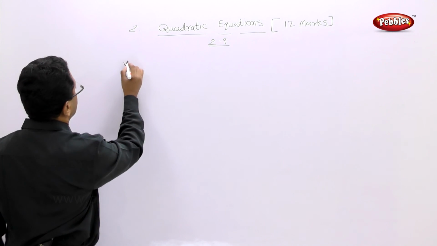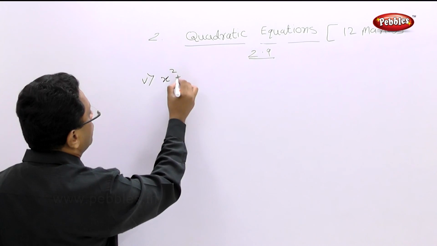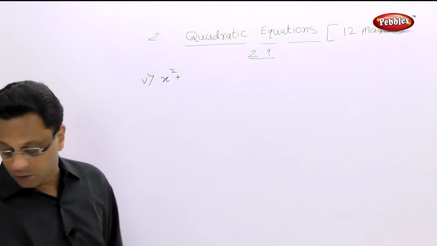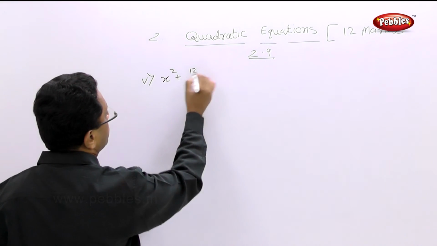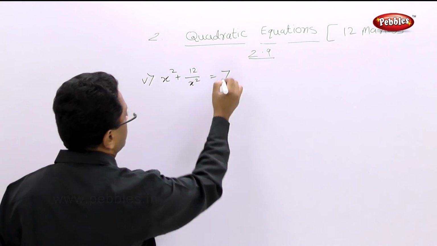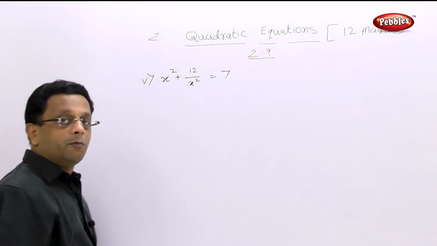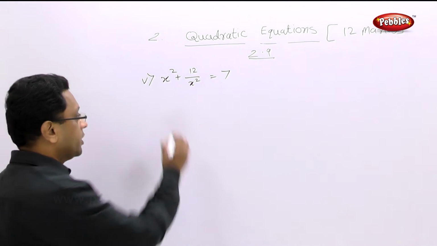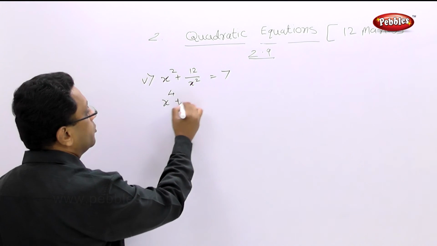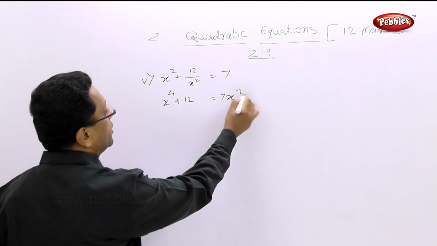Same example, x square plus 12 by x square equal to 7. I am not going to solve this example. This is very easy. First we will multiply both the sides by x square. So I will get x raised to 4 plus 12 is equal to 7x square.